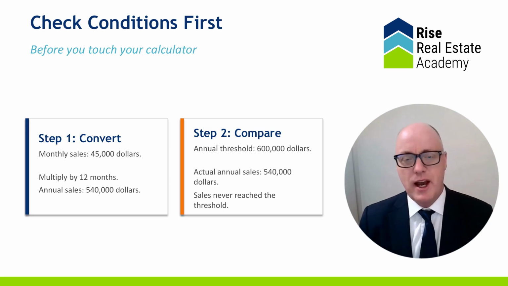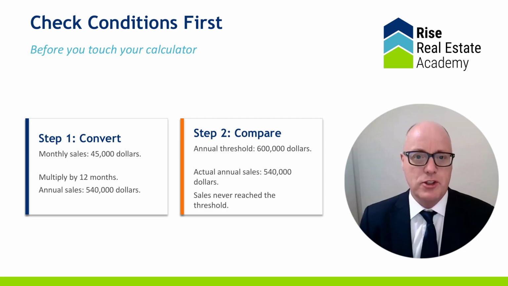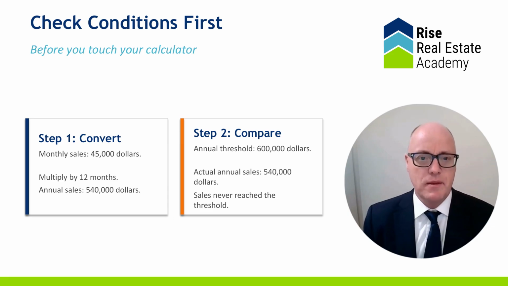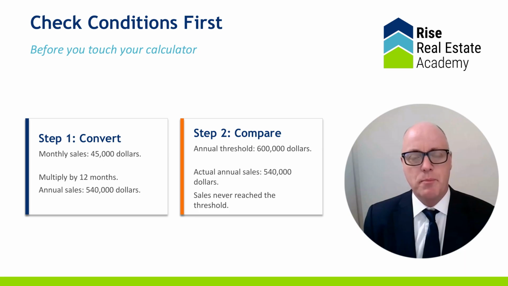Before you touch your calculator, there is one critical question you have to answer first. Check if the conditions for percentage rent have even been met. The threshold is annual, but they gave you a monthly sales figure. You have to compare apples to apples. Take $45,000 monthly and multiply by 12. That gives you $540,000 in total annual sales.